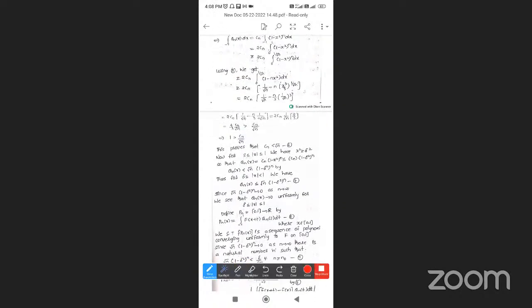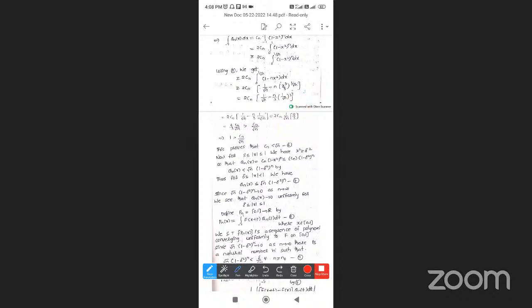This is 2Cn, with limits applied, x minus n x cube by 3 from 0 to 1 by root n. Applying the limits, we get 2Cn into 1 by root n minus n by 3 into 1 by n root n. So this is 2Cn into 1 by root n, taking 1 by root n common, 1 minus 1 by 3. Here n is cancelled, and 1 minus 1 by 3 is 2 by 3. So this is the 2 by 3 part.